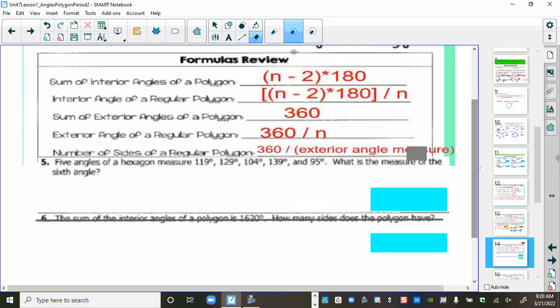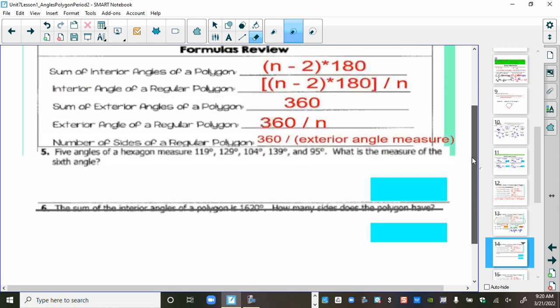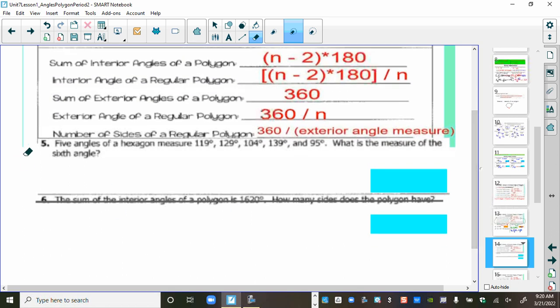All right, this next one, I think I crossed that bottom problem. Here's what we need to do. This is a two-part problem right here. 5 angles of a hexagon, these are the measures. We need to find the missing angle. Now, first thing we need to do is 2 parts. Part number 1, we need to find the sum of all the angles of a hexagon.